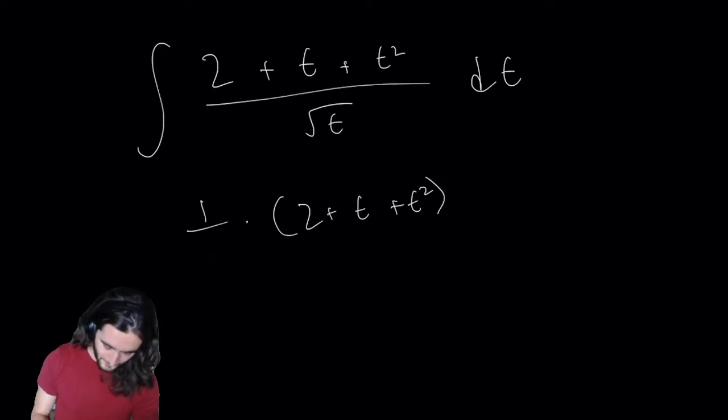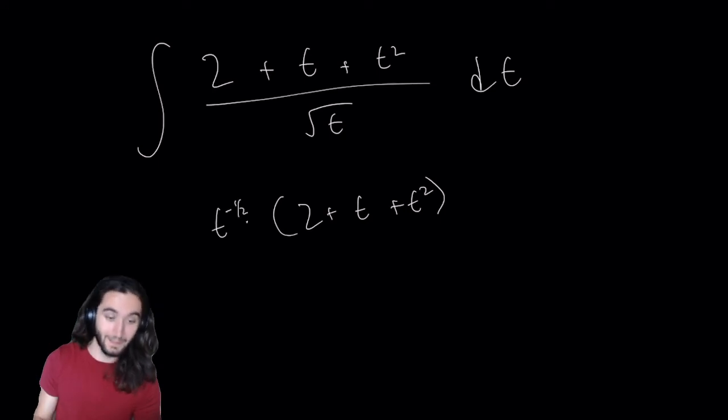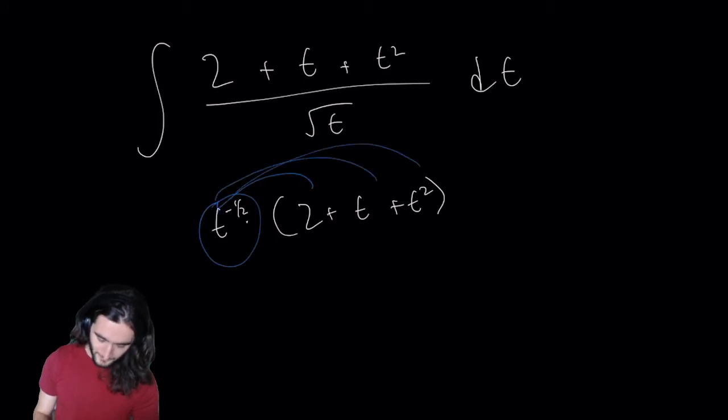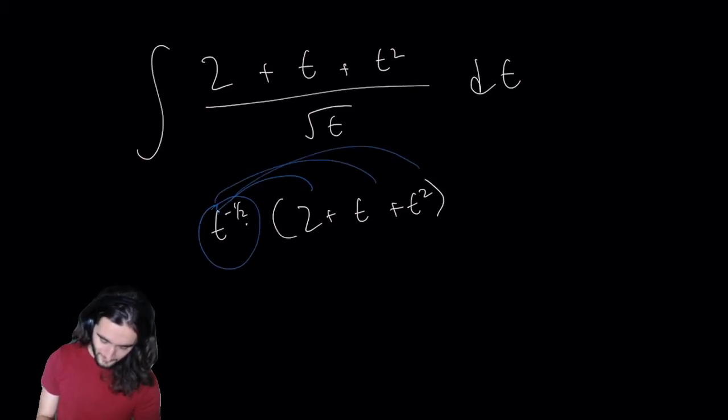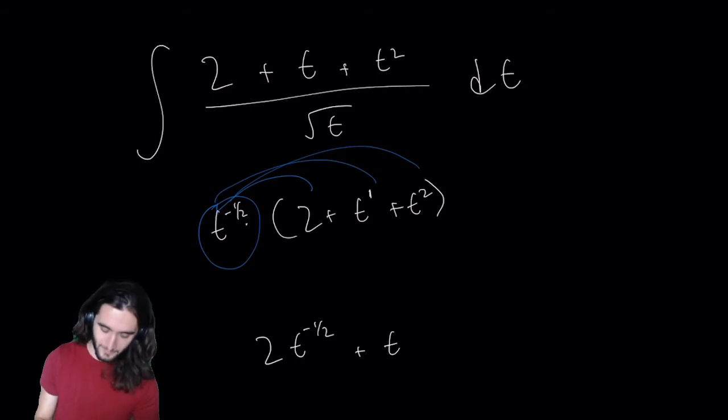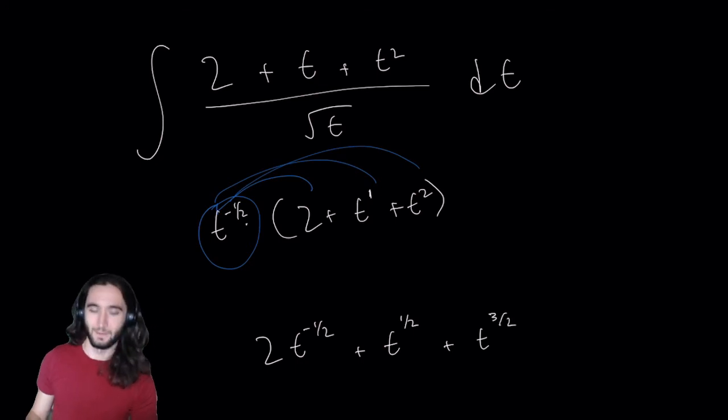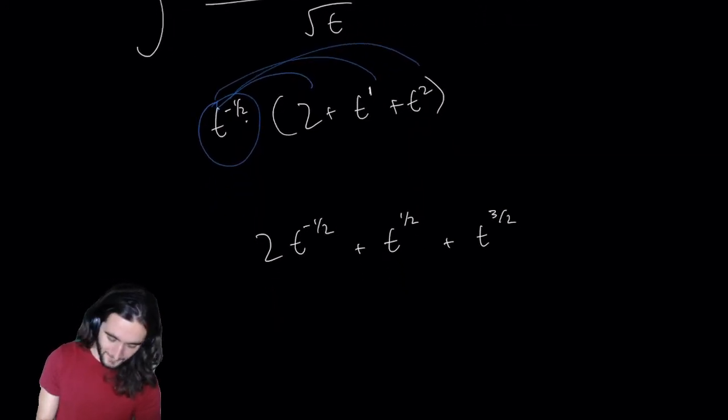You can say, well, look, this is 1 over t to the 1/2. Or in other words, it's t to the negative 1/2, right? And then I can distribute this t to the negative 1/2 to all of these. And so it becomes 2t to the negative 1/2 plus t to the, well, the powers add together, right? So 1 plus negative 1/2 is positive 1/2. And then in the same way, 2 plus negative 1/2 is 3/2. And it's the integral of that.